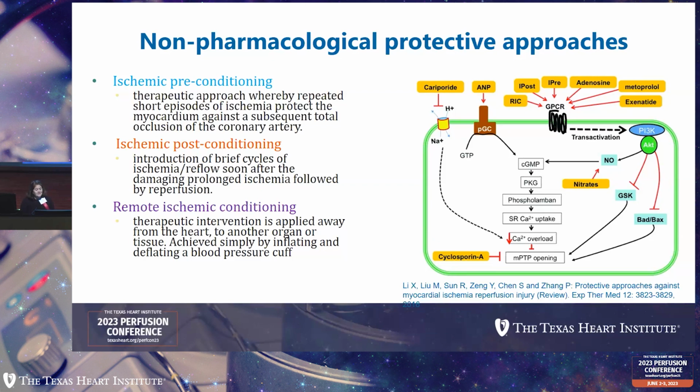and it seems to be protective. And lastly, there's remote ischemic conditioning. This process is a therapeutic intervention that they apply away from the heart. They put a pressure cuff on the upper arm or the leg, induce ischemia in that limb for 5 minutes, and release. Then, after releasing, they do the surgery, and it's been shown to reduce myocardial injury and have more survival of myocardial cells.